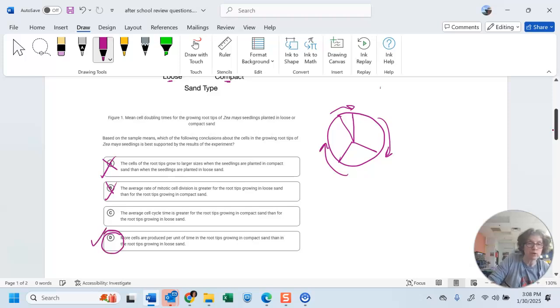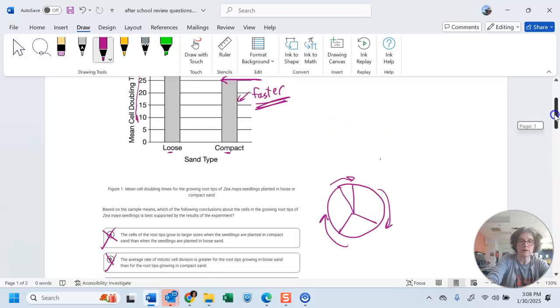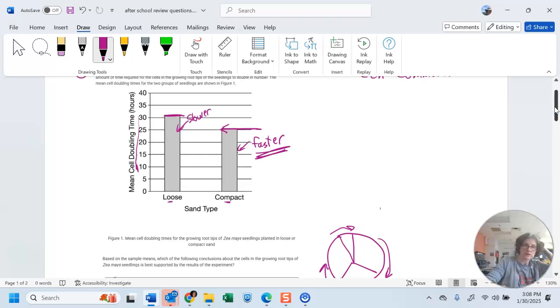Yes. More cells produced per unit of time, which is a rate, right? Per unit of time, it's faster in the compact sand. And we've already marked up the graph to prove to ourselves that the cell doubling time is less. Therefore, it's going faster in the compact sand than it is in the loose. Okay, so that's what you have to do with these questions.